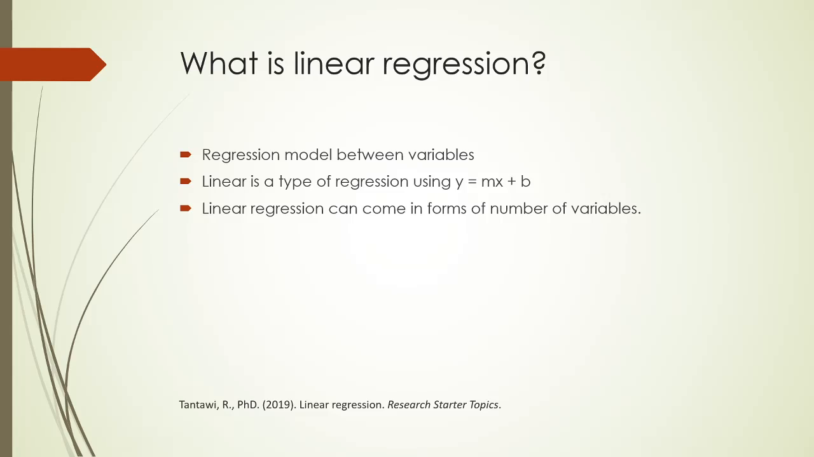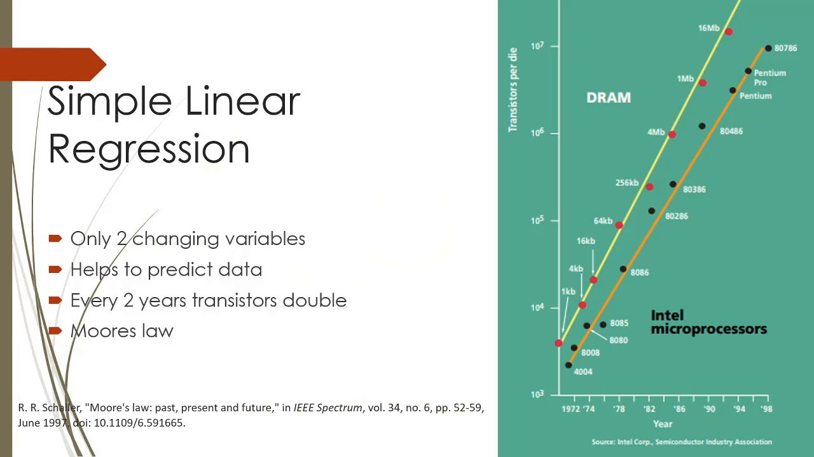Linear regression can come in many different forms, some with just one independent variable to one dependent variable, and some with multiple independent variables to one dependent variable. Simple linear regression is the kind that only has one independent variable to one dependent variable. This can help us predict data over given intervals, but this is only applicable to certain periods of time typically.